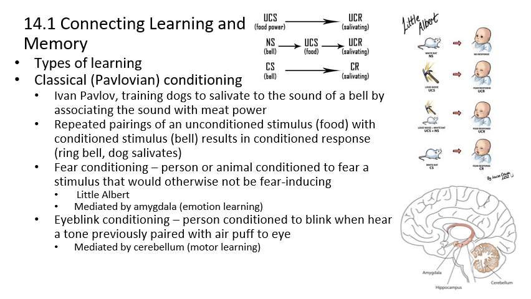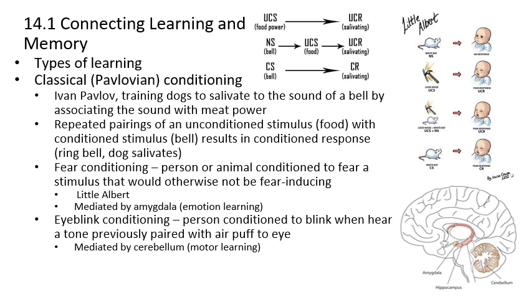So classical conditioning is repeated pairings of an unconditioned stimulus, such as food, like that meat powder, with a conditioned stimulus, which is the bell, and that results in a conditioned response to the conditioned stimulus. So when the bell rings, the dog salivates in the absence of the unconditioned stimulus. Fear conditioning is a form of classical conditioning, and this is when a person or an animal is conditioned to fear a stimulus that would otherwise not be fear-inducing.